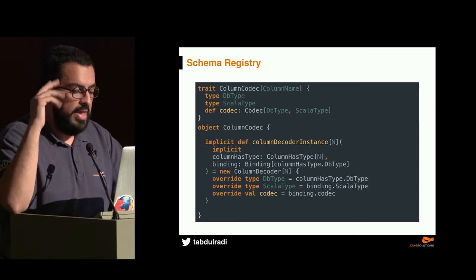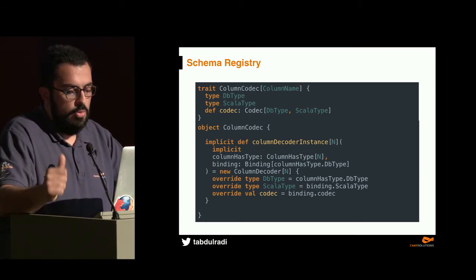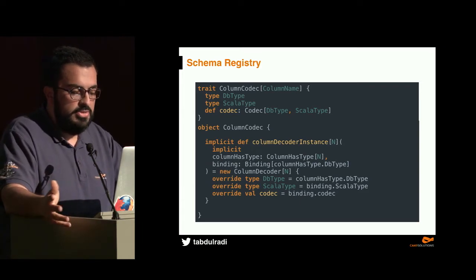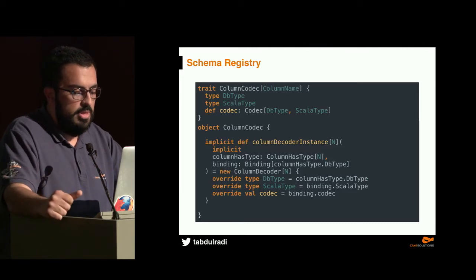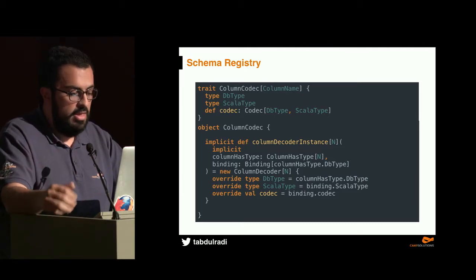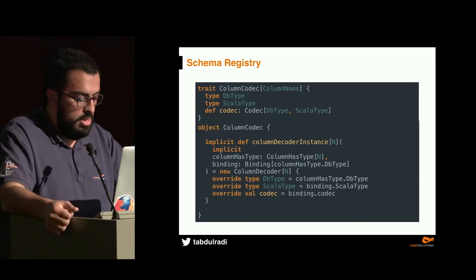And the implementation: we're first gonna ask the compiler, please find the column type for n, for column name. Then please find the binding for whatever DB type you found in this column type. Then the implementation is going to be straightforward. The DB type is whatever DB type is inside ColumnHasType. The Scala type is whatever we found inside Binding. And the codec is already inside Binding.